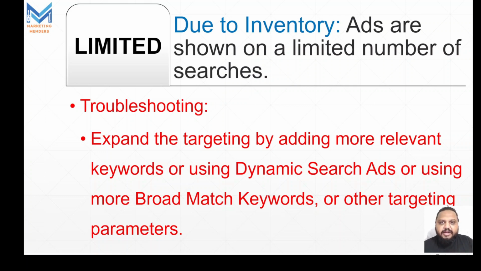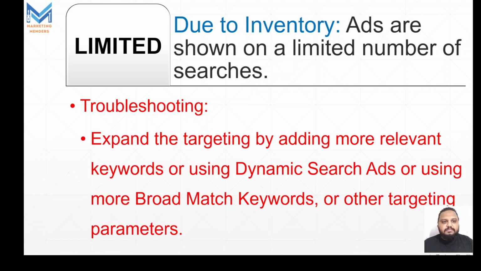Now in dynamic search ad, Google automatically creates a search ad by looking at your website. Google will automatically create a headline. Google will automatically choose a landing page URL from your website. So if you find your bid strategy is in the limited status due to inventory, then number 1, increase the targeting parameters. Number 2, you can add some broad match keywords. Number 3, you can choose dynamic search ad, and then you will start getting better and optimum performance.